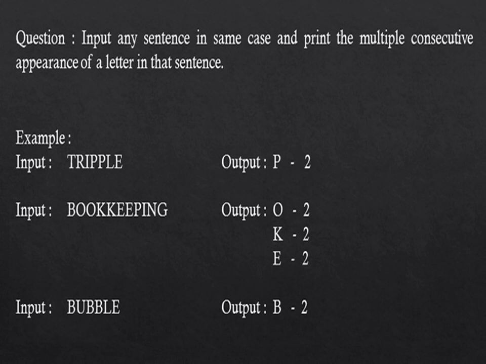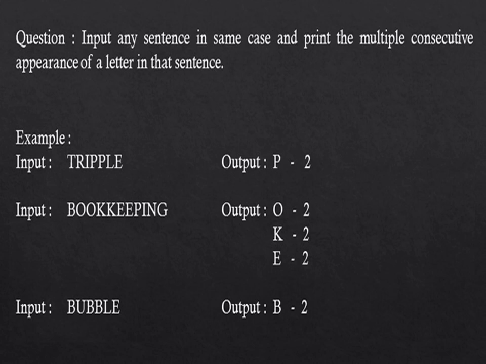I've given you 3 examples here. Suppose TRIPPLE, the output will be P 2, meaning 2 times it is coming. Same for BOOKKEEPING: here O will be coming twice, K is coming twice, and E is coming twice. Now in the input BUBBLE, the output will be B 2. Remember, here the first B will not be taken into count.